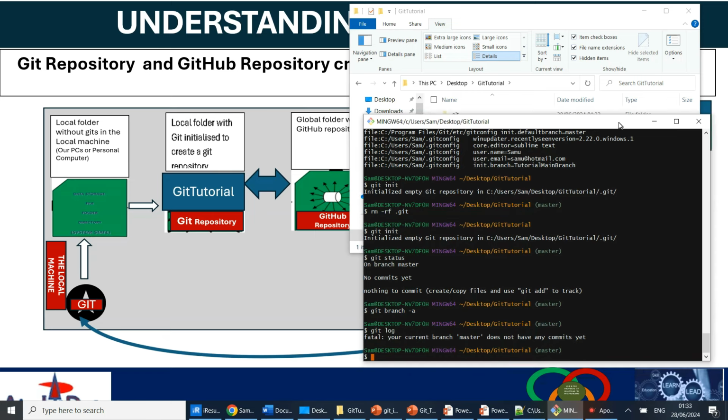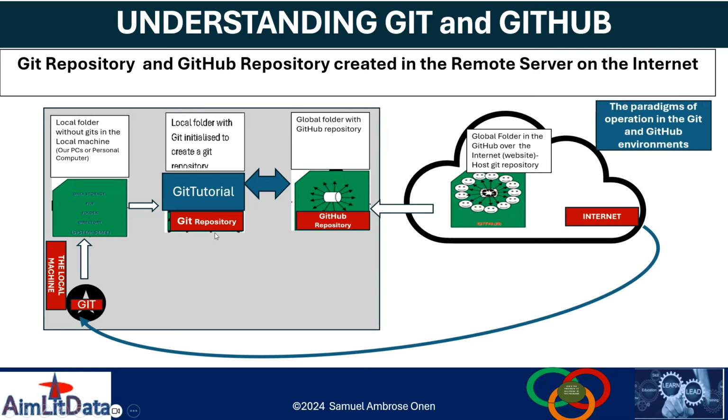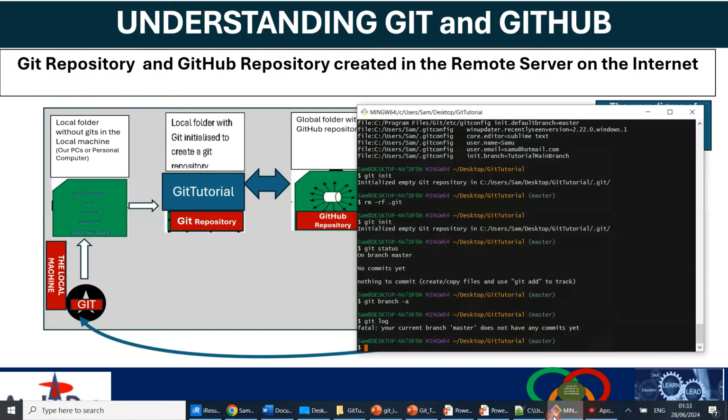So we have created a Git repo. Now we need to link this repository to our GitHub repository. We need to link it now so that when we start working, we can push our work straight to GitHub, right? To do that, we want to link this Git repository to the GitHub.